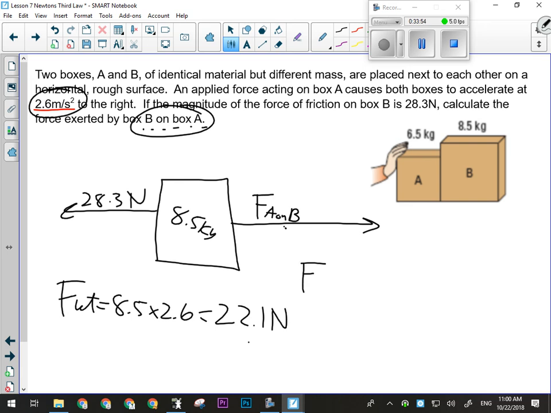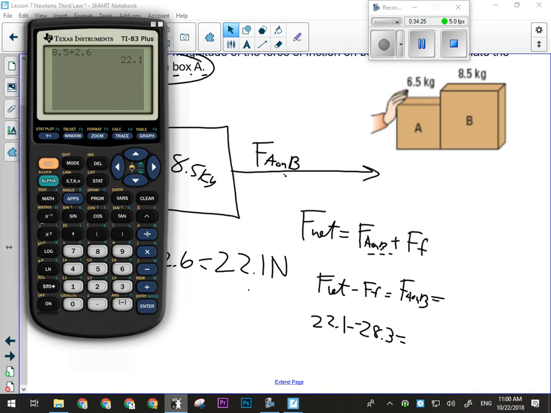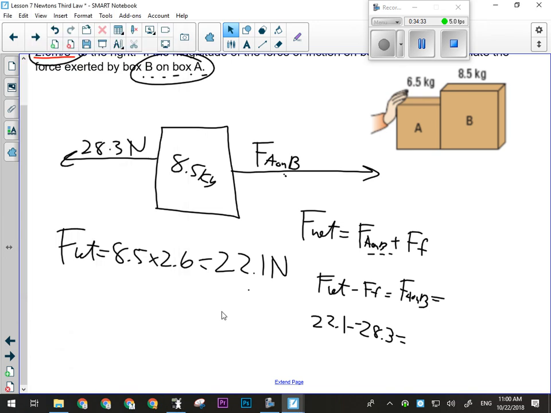That means the net force can also be calculated by the sum of all forces. So we'll have the force of A on B plus the force of friction. I'm going to solve for this one by going F net minus the force of friction equals the force of A on B, which from B's perspective is a forward-directed force. So we'll have 22.1 forward minus negative 28.3 equals the force of A on B. All right, so we're looking at 50.4 newtons forwards.